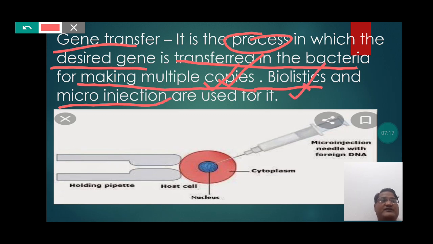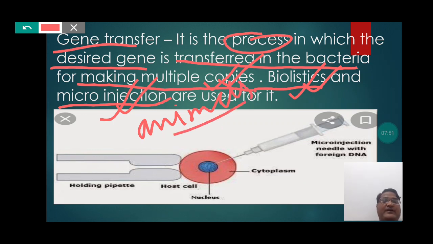So students, ballistics are actually the processes in which the specific genes are coated on the tungsten materials and further bombarded at a very high intensity, so that further it enters into the plant cell and its nucleus. Whereas micro injection is being used for animals.